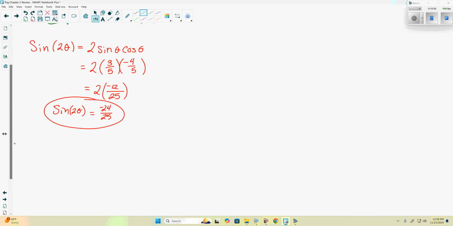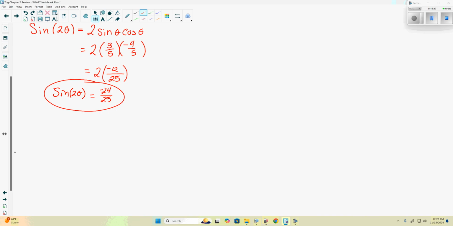Questions on how we found sine of 2 theta? Cosine of 2 theta. We have several different options. Well, I'll just start with the top one. Cosine squared of theta minus sine squared of theta.